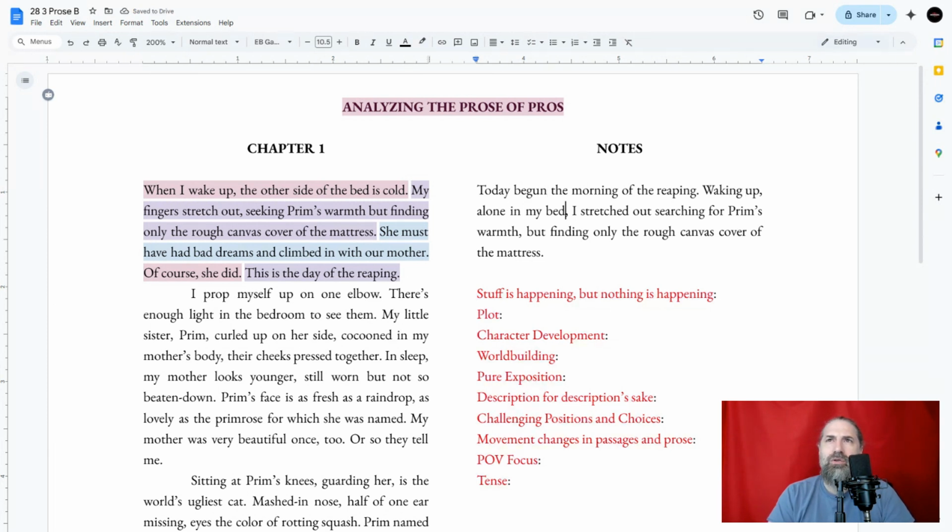Waking up alone in my bed, my fingers stretch out, okay? Searching, stretch out. Yeah, we got to do seeking because that's a different kind of verb. All right, so it could have started this way. Today begun the morning of the reaping, waking up alone in my bed. Right, and we could even do waking up made sense.